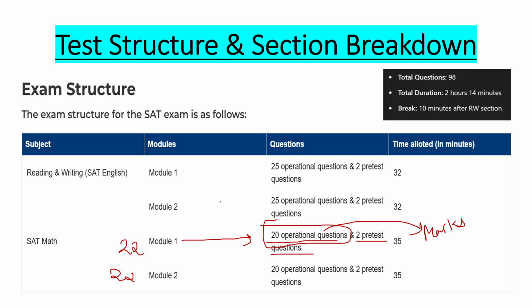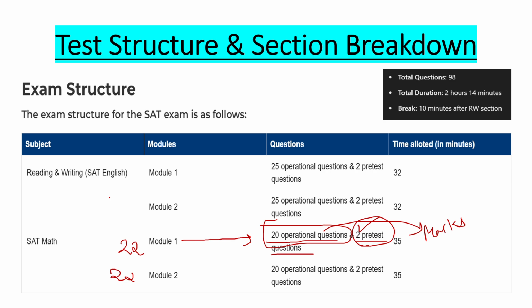are going to be judged. You are going to get your marks on the basis of operational questions. Okay, but the 2 pre-test questions, 2 pre-test questions means this is to check your level. You are not going to be judged for these 2 pre-test questions. This is only to judge the level.